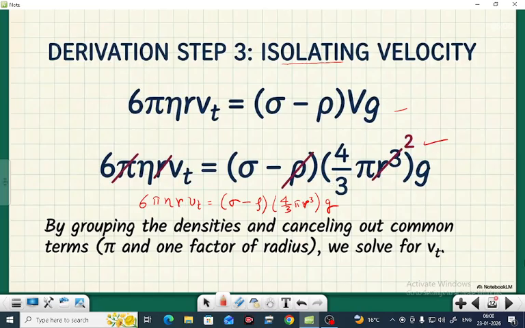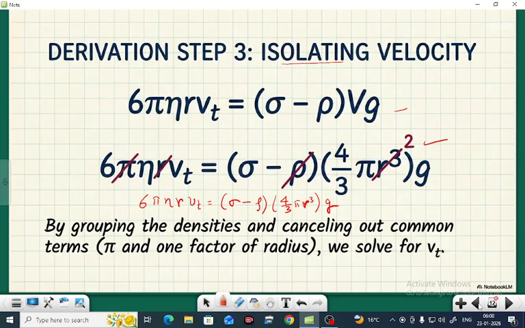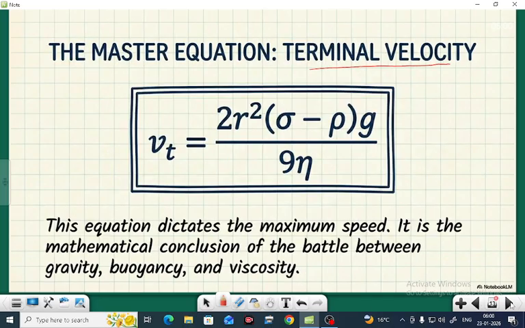So what you are getting at the end, you can see that this equation becomes Vt equal to the master equation, the terminal velocity. In the terminal velocity, what you get is Vt equal to 2r² (σ − ρ)g / 9η. From where you get, you see in the previous equation, 6πηrVt equal to (σ − ρ) 4/3 πr³ g, right? Let us find this one, 6πηrv.